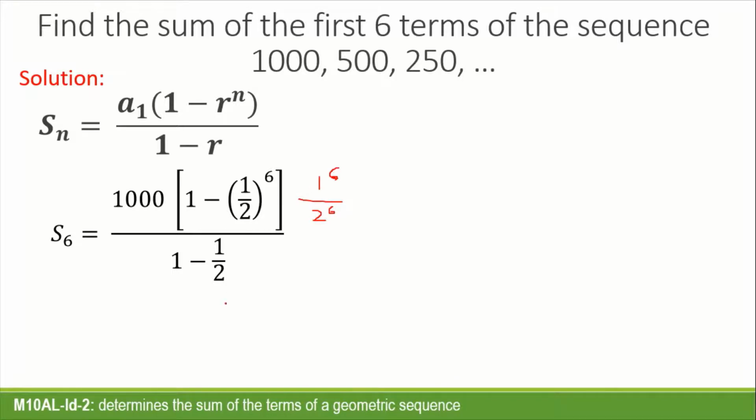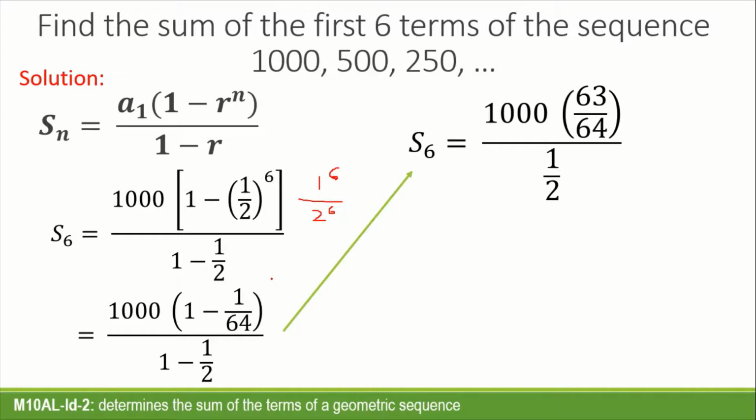Okay, so ang magiging kalabasan nun ay etong next solution natin, 1 over 64. Kasi 1 raised to 6 ay 1, then 2 raised to 6 ay 64. So, copy muna natin si 1,000 times 1 minus 1 over 64 all over 1 minus 1/2. So, itong nasa denominator, pwede nyo na itong i-simplify na, no? I-subtract na. So, 1 minus 1/2 is 1/2. Then, we have 1,000 times, saan galing ito, 63 over 64.